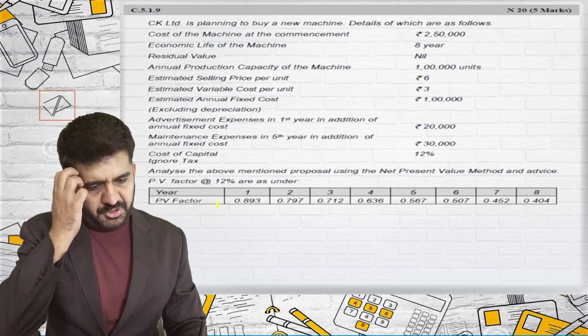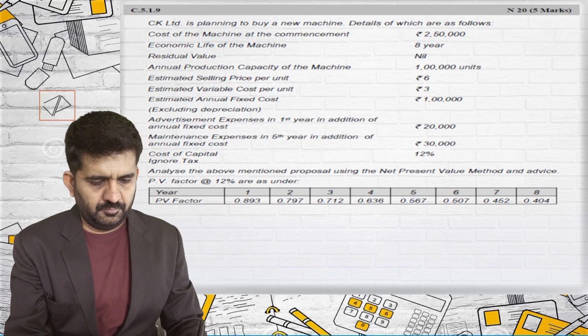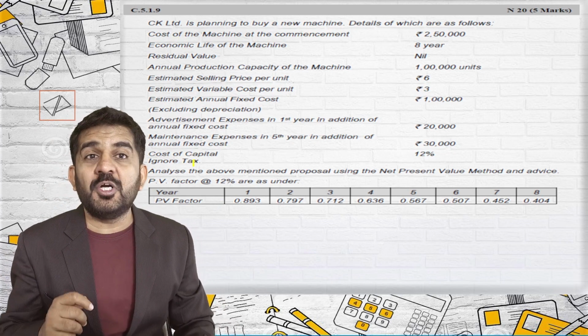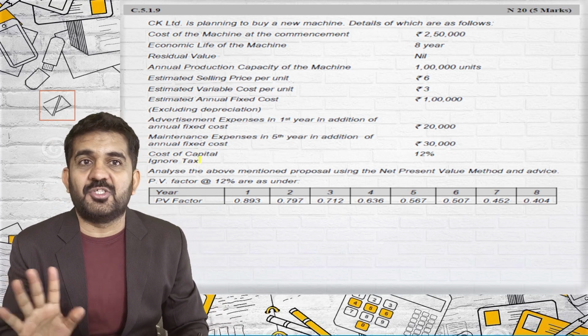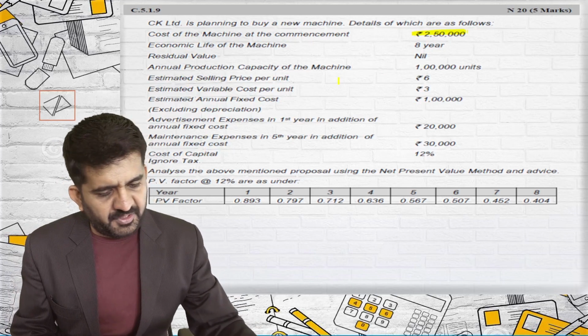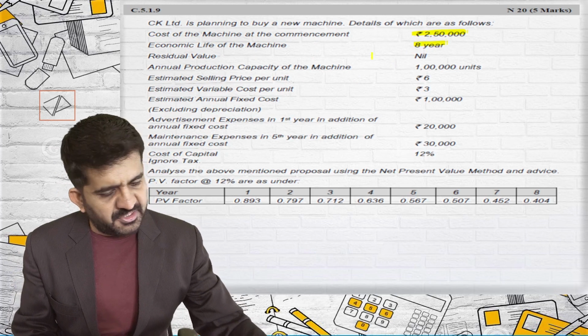Let us first read the question. CK Limited is planning to buy a new machine. Now, what is the decision to purchase a new machine? This is not a replacement decision. Cost of the machine at commencement is 2,50,000. Economic life of the machine is 8 years.